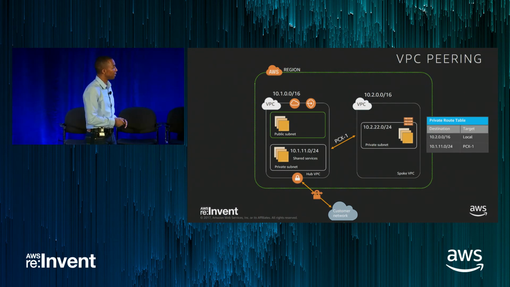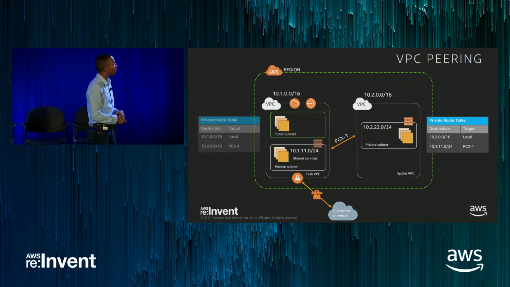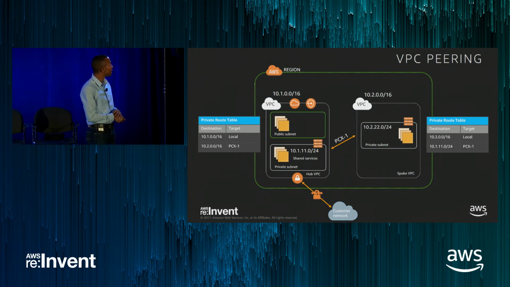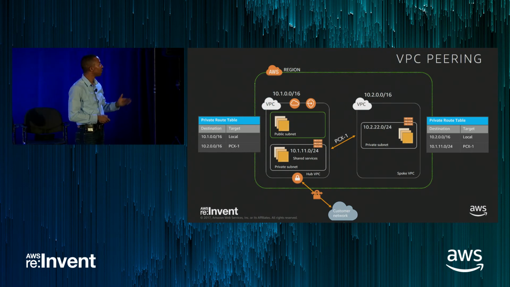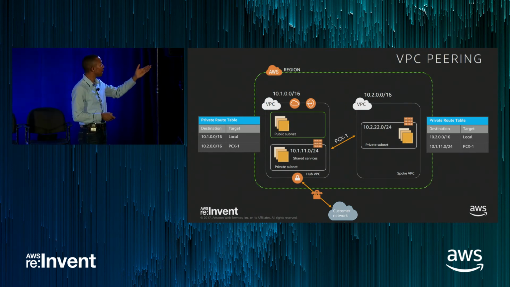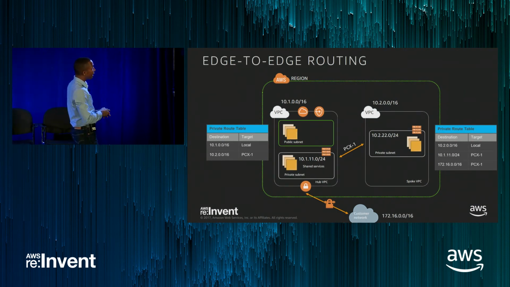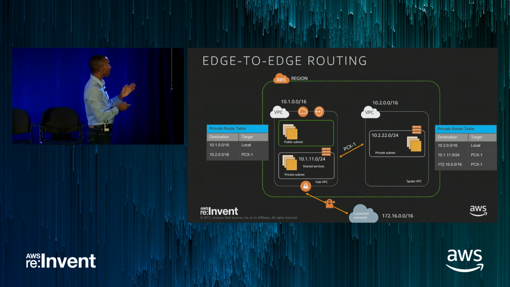And this is what the route tables really look like. If 10.222.2.0 needs to reach 10.111.0, then a route must exist for 10.111 within the 10.222.0 route table. And what's actually specified is the VPC peering endpoint.